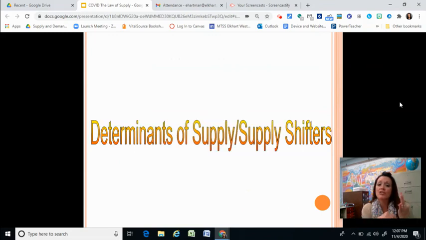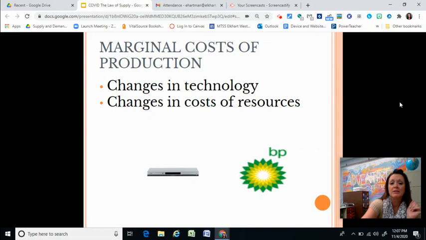All right, so there are just 3 supply shifters. So we had, recall, the 5 demand shifters in the law of demand. In supply, there are just 3. So the first one is the marginal cost of production. Cost of production is literally what it sounds like, how much it costs to make something. And the marginal cost would be a change in the cost of production. So if the cost of production changes, that can shift supply.